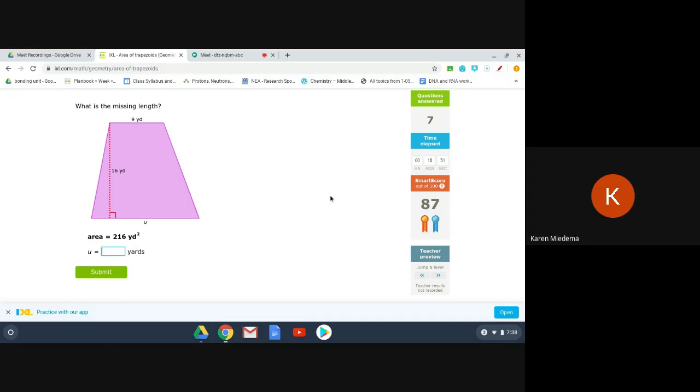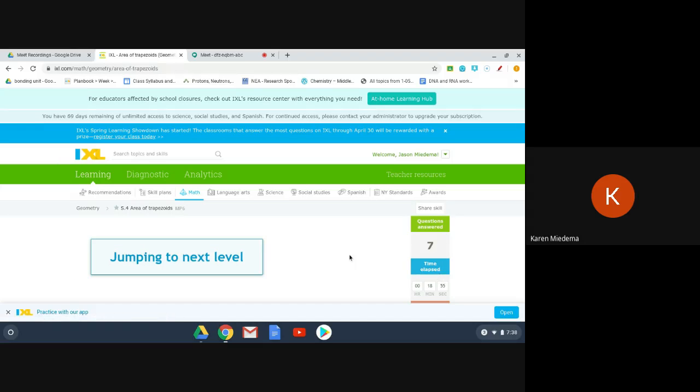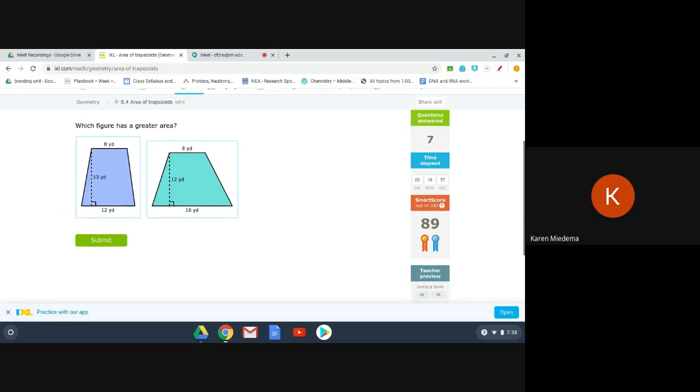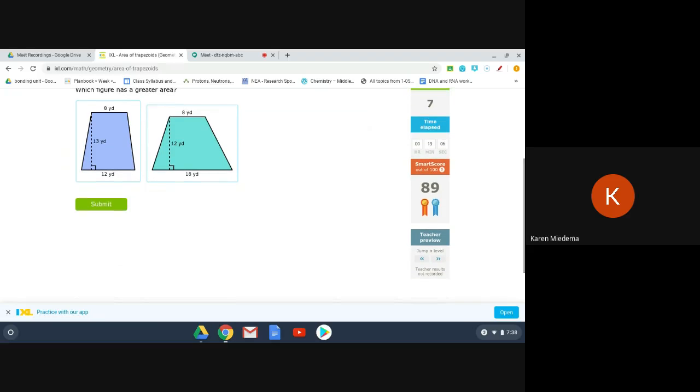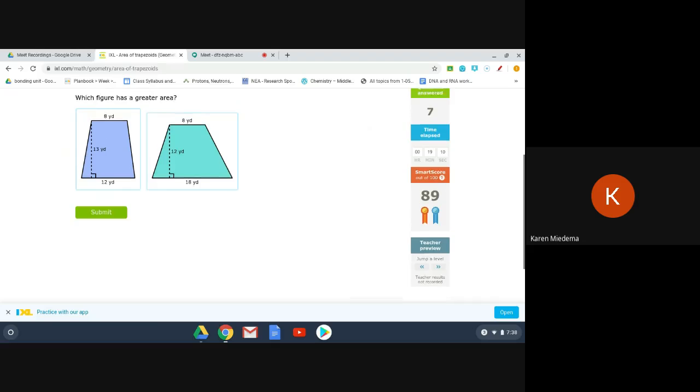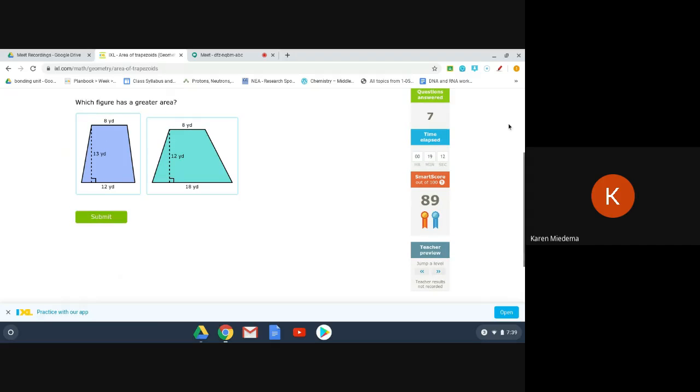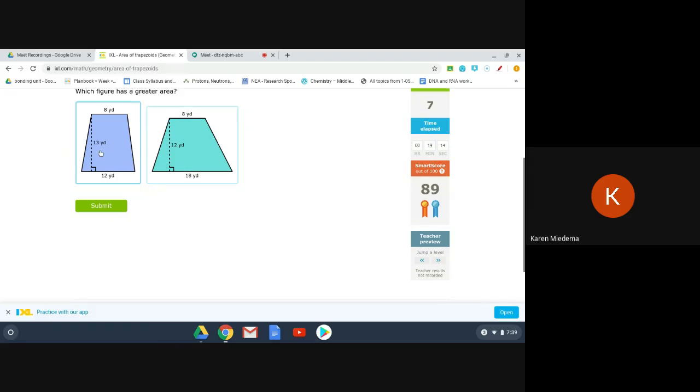Okay, we've done one like this before. I'm just going to go ahead and jump a level, see if they get any harder. Okay, we get back to these type of questions. Which figure has a greater area? So again, the best way to attack these problems is to find the area of each one and then compare the two. So first, I'm going to find the area of the one on the left.